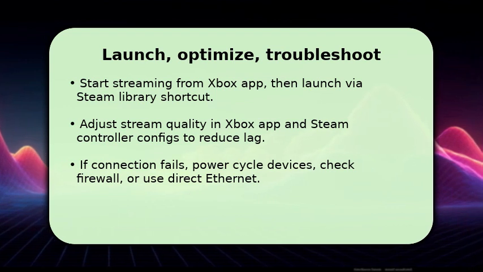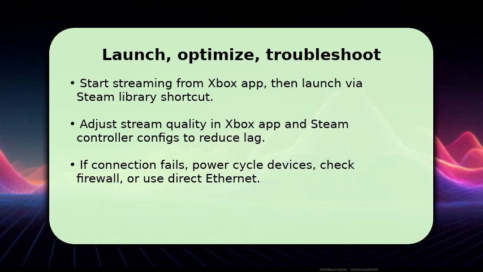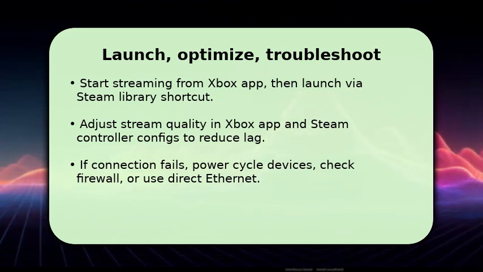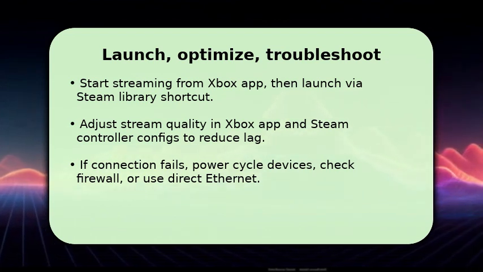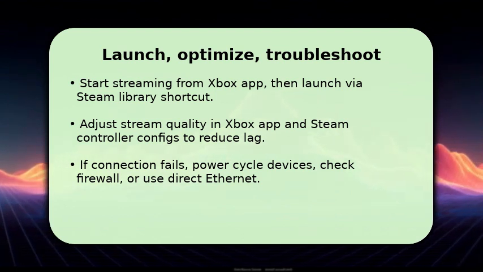If you hit connection problems, power cycle the console and PC, confirm both are on the same network, and temporarily disable firewall or VPN. The most common fix is switching to a wired Ethernet link to eliminate Wi-Fi interference.